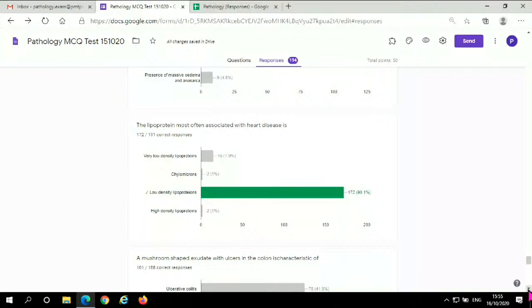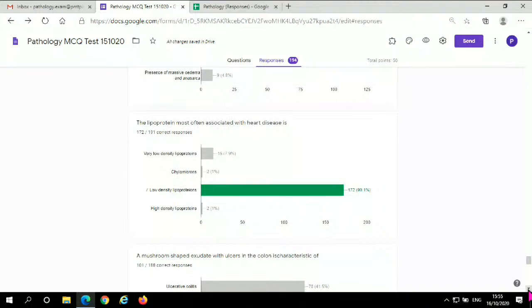Which lipoprotein is most often associated with heart disease: very low density lipoprotein, chylomicrons, low density lipoproteins, or high density lipoproteins? LDL and VLDL are both considered bad lipoproteins, but generally LDL is considered worse than VLDL. So low density lipoprotein is the correct answer.